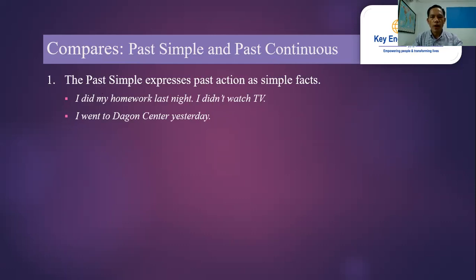Example, I woke up at 6 o'clock, took a bath at 6:30, had my breakfast at 7. We just use the past simple form because they happen one after another. We don't need the past continuous. I did my homework last night. I didn't watch TV. You just talk about this as a simple fact. I went to the Gong Center yesterday. Okay, just a simple fact.